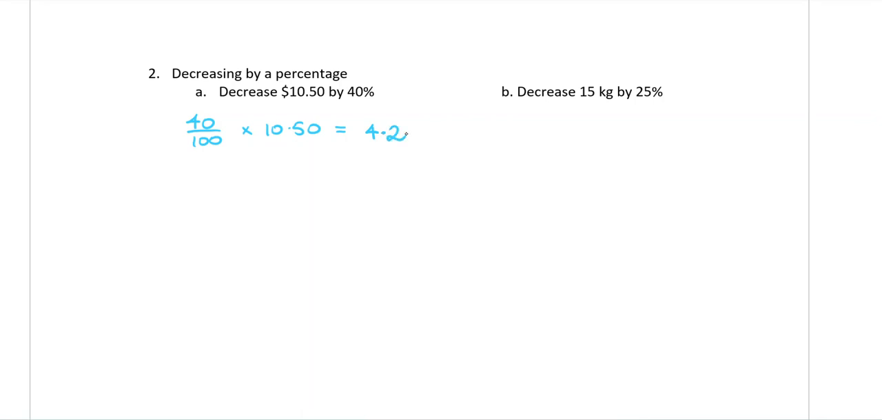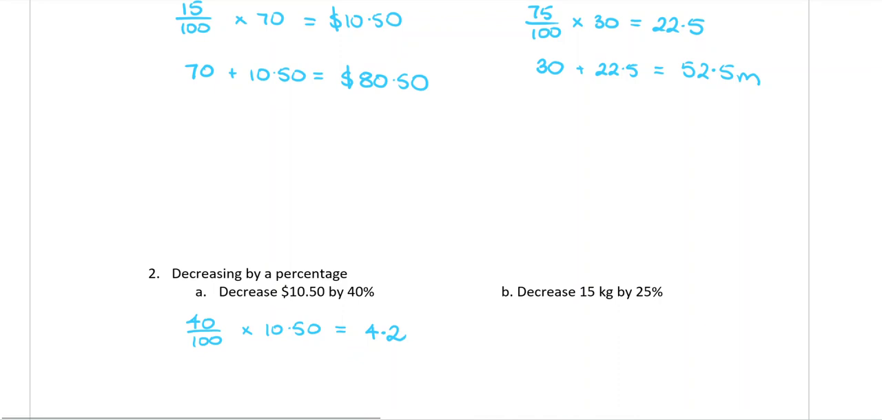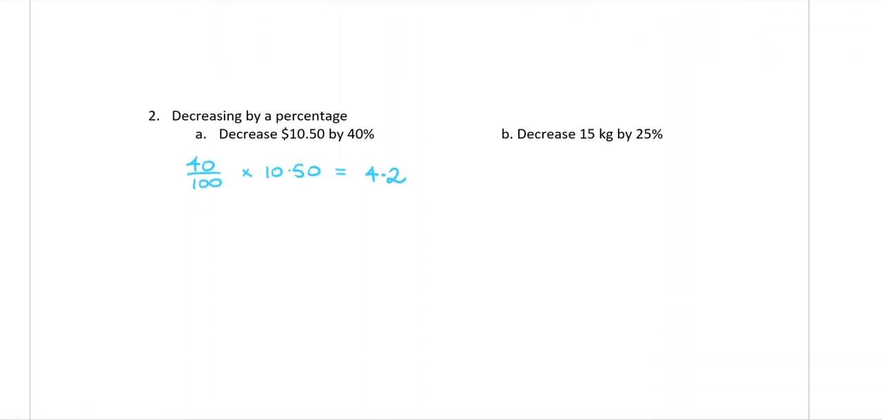If I am decreasing now, when I was increasing, my second line was to add it on. What do you think decreasing means? Minus it off, that's right. Always start with the number in your question. So you start with $10.50 and you want to subtract off the 4.2. So 10.50 subtract the 4.2 and you get, does anyone know? $6.30. So it is 6.3, but because it's money, we usually like to have that second decimal place, so it's $6.30.